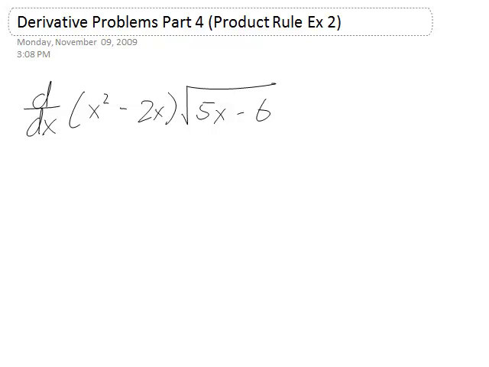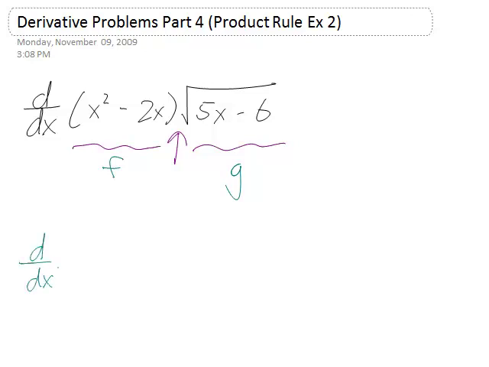Let's take the derivative of x squared minus 2x times square root of 5x minus 6. If you look at this function, this is the thing that's holding it together. It's a multiplication. Can't see it, but it's there. And so we have this function times this function. And if you look ahead a little, you'll notice that the second function, g, may take a little work.